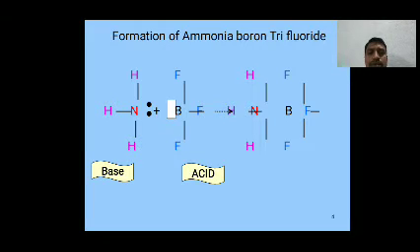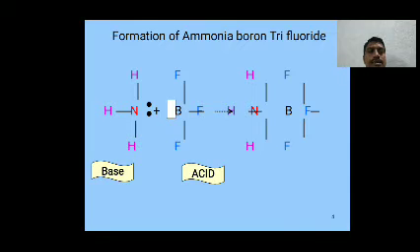Ammonia donates one lone pair to boron trifluoride to form a coordinate covalent bond between ammonia and boron trifluoride. This bond is called a Lewis bond. Ammonia's central atom has one lone pair of electrons, and boron trifluoride has an empty orbital.